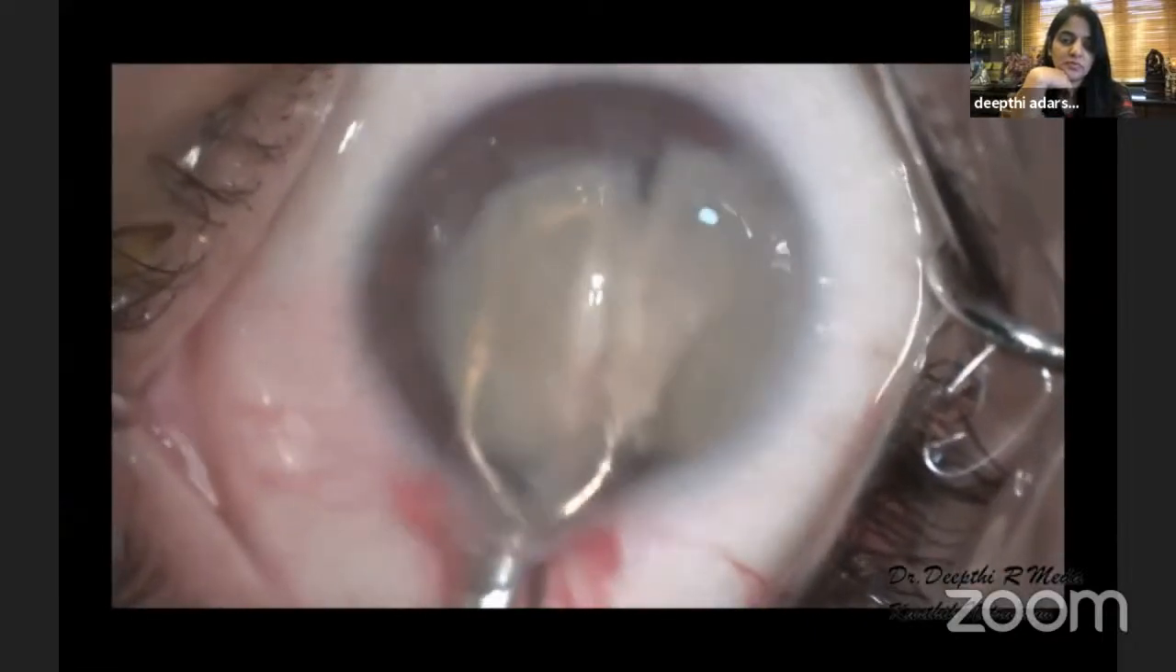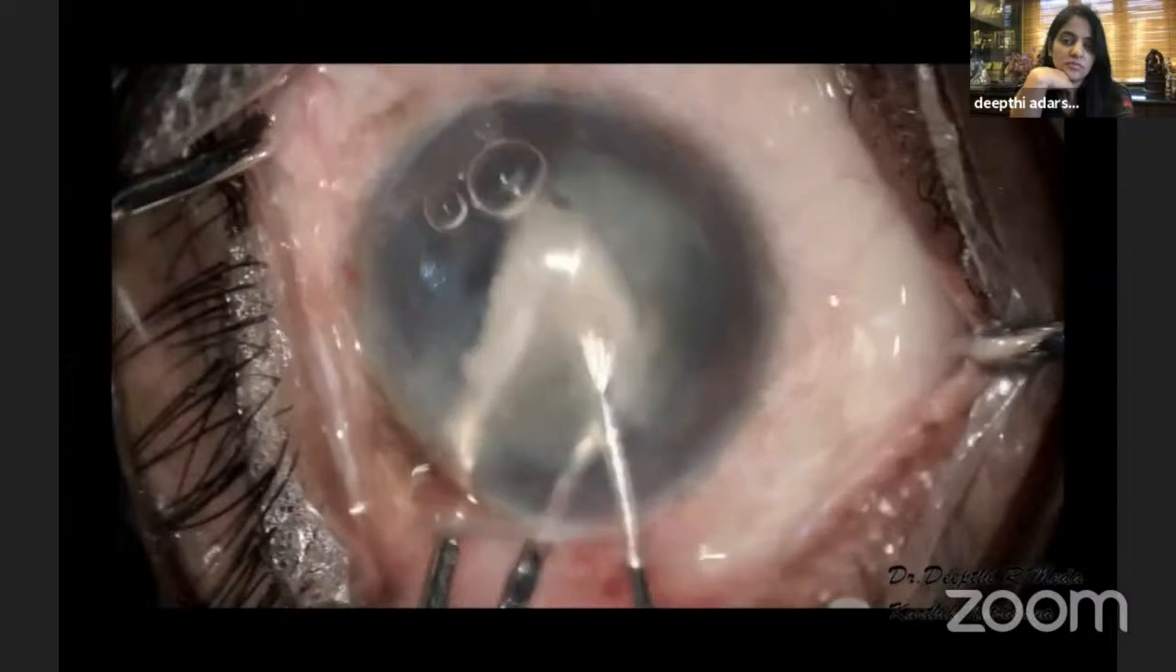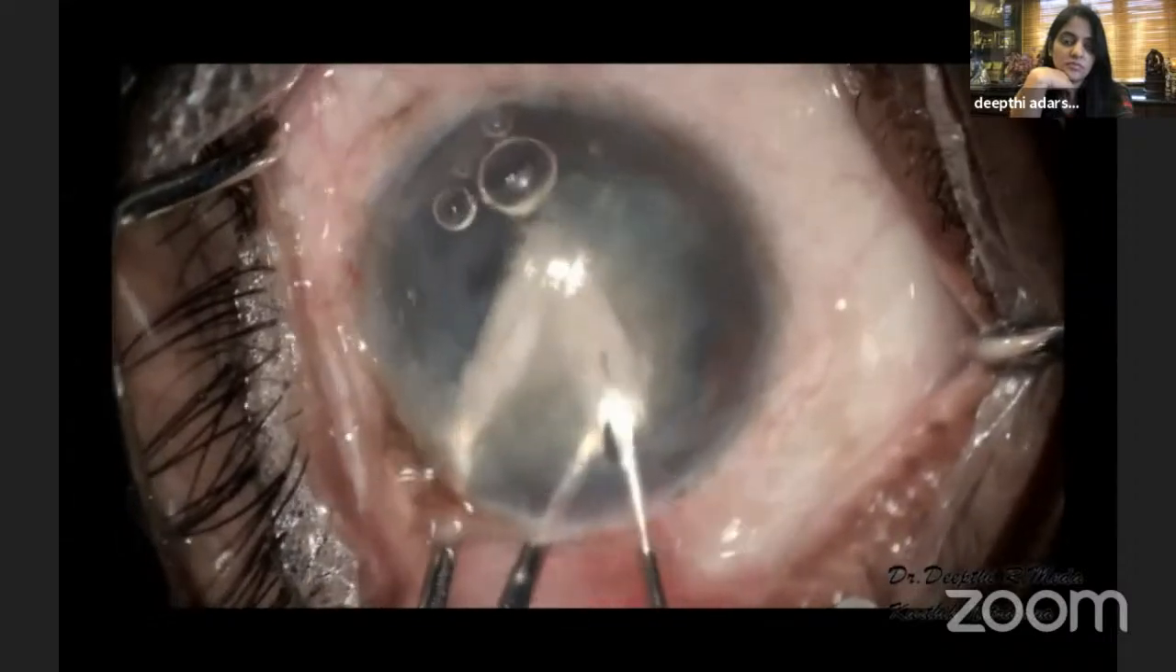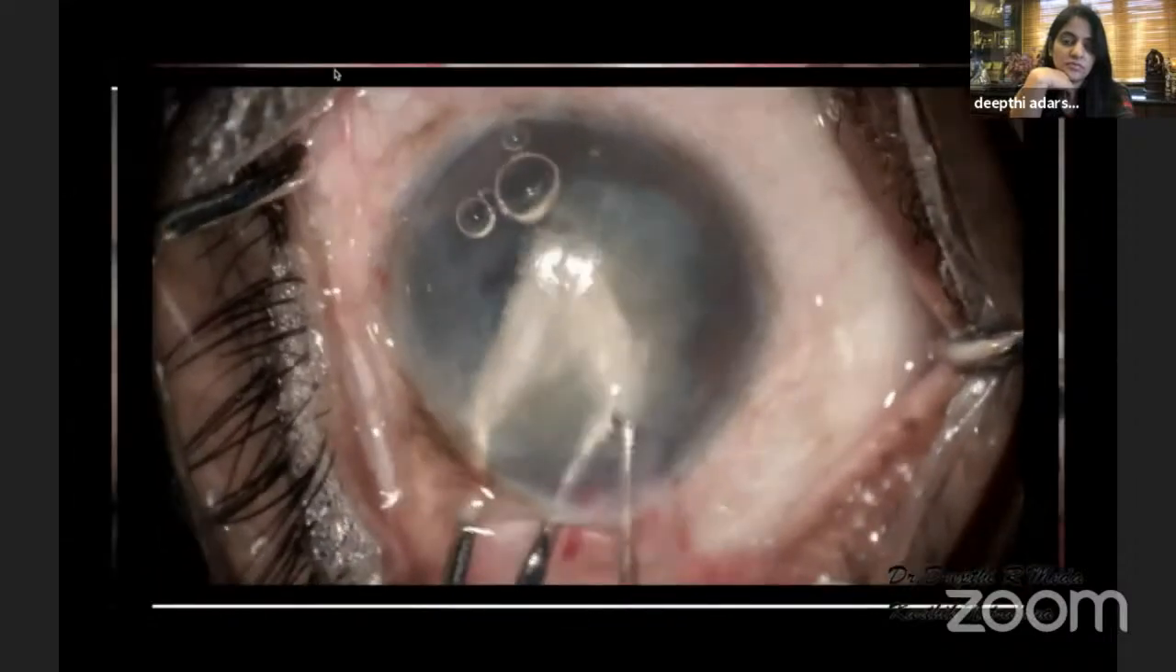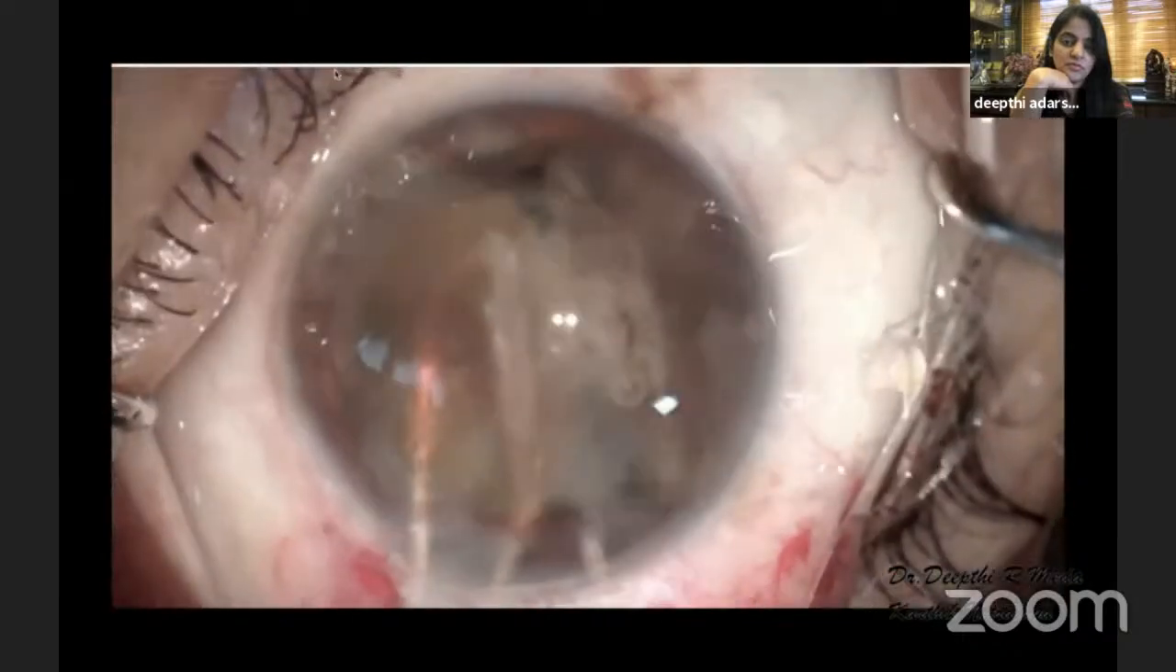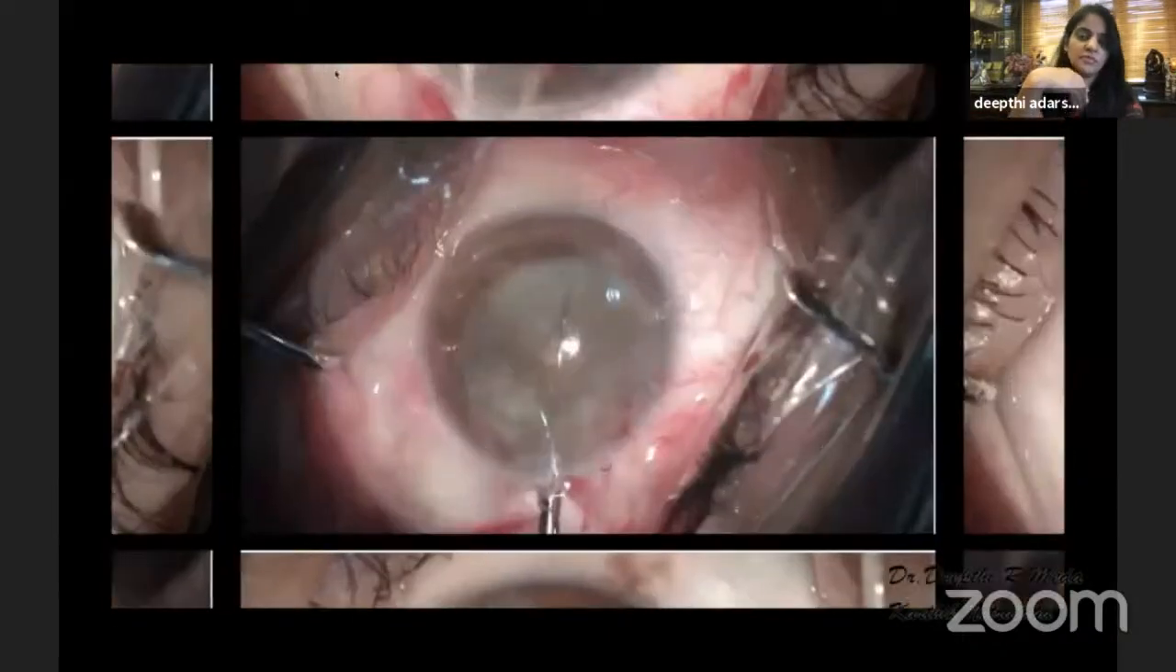The key factor in such surgeries is maintaining a deep anterior chamber, continuous viscoelastic, and maintaining a conscious distance between the endothelium and the nucleus, as most of the maneuvers are happening in the anterior chamber.